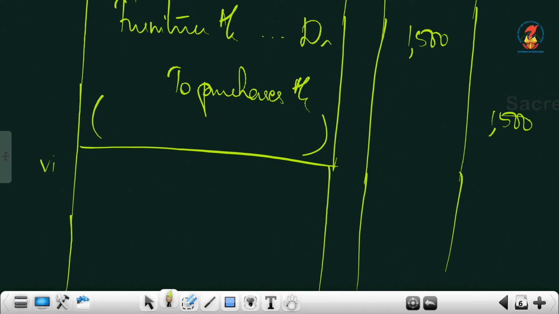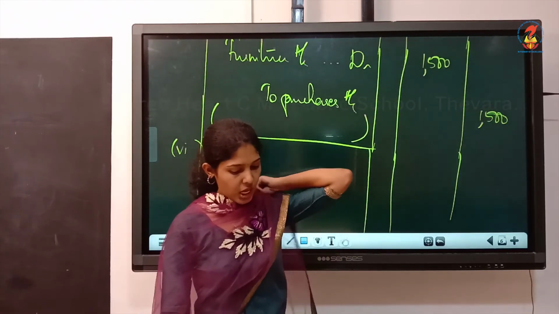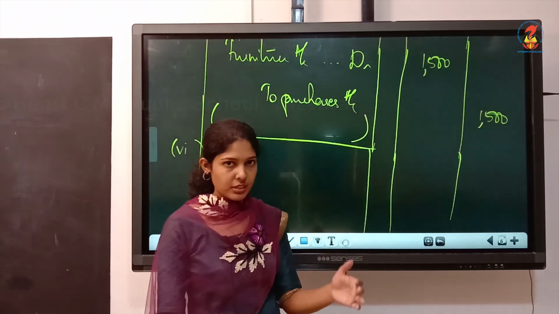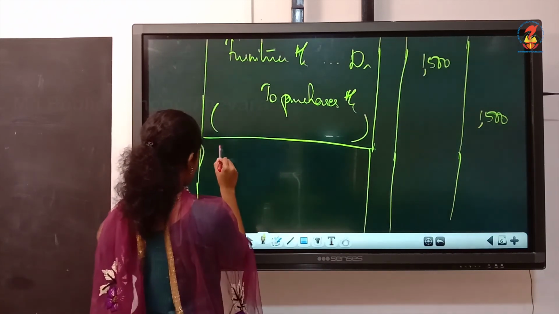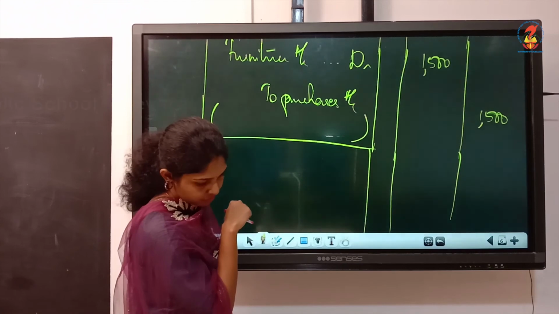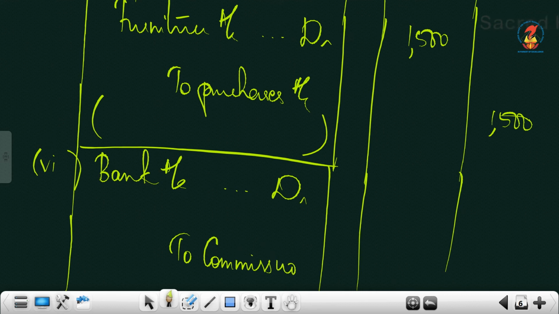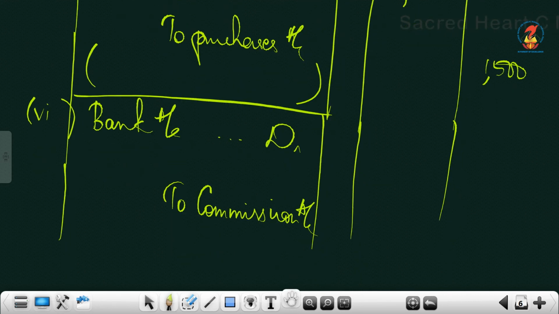The next one, sixth transaction. Received commission of 10,000 by check, half of which is in advance. Okay. You received commission of 10,000. What is the journal entry when you receive commission? Is it by check? Yes. So bank you must write. So bank account debtor to commission account.